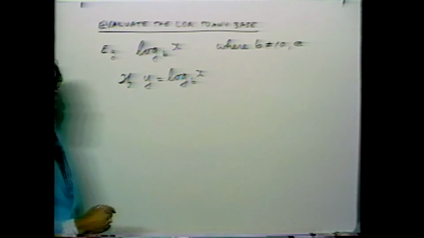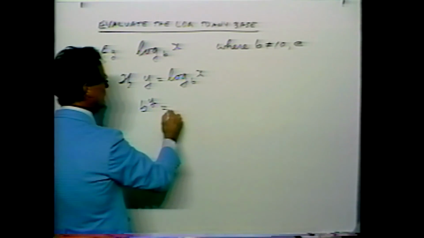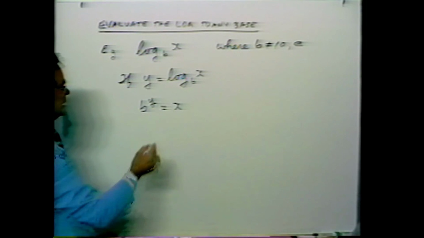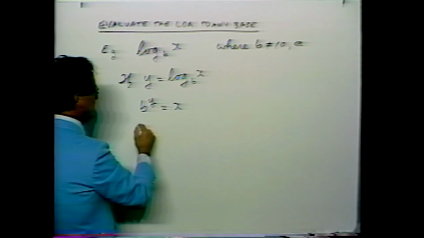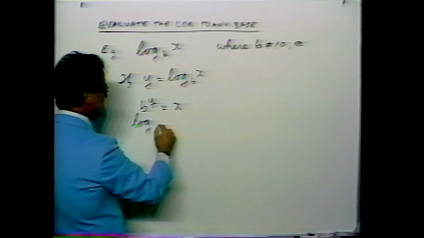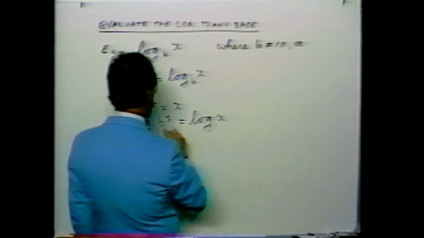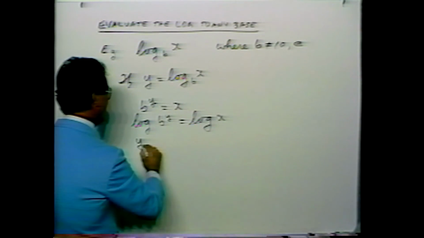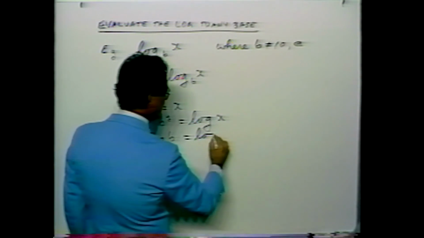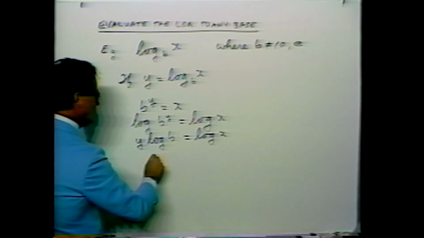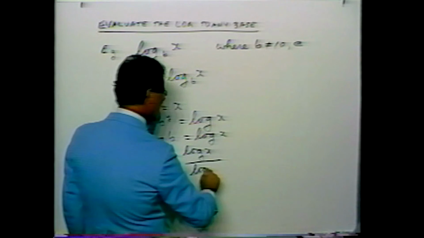If y equals the log of x to base b, you will see that we can convert this to exponential form and write that b to the y is equal to x. If you take logs on both sides of this exponential equation, it would simply be a balanced result where the log of b to the y is equal to the log of x. The left-hand side says that y log b is equal to the log of x. Finally then, y is the log of x over the log of b.